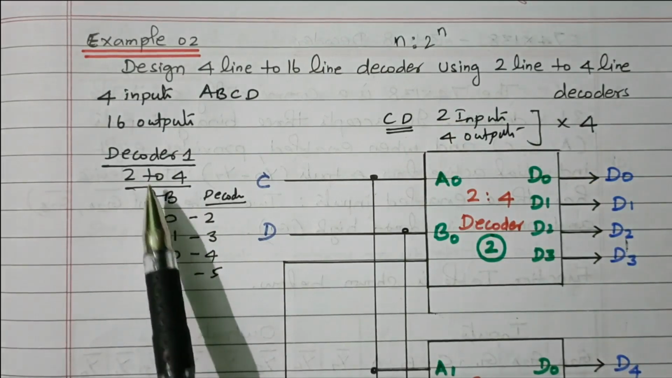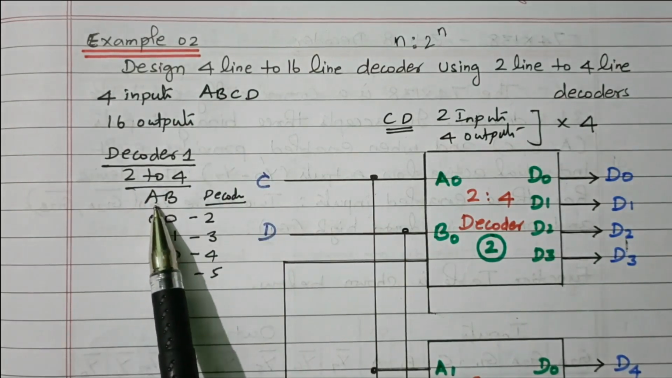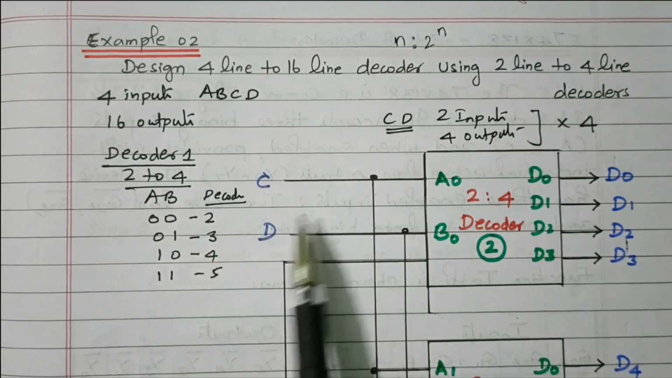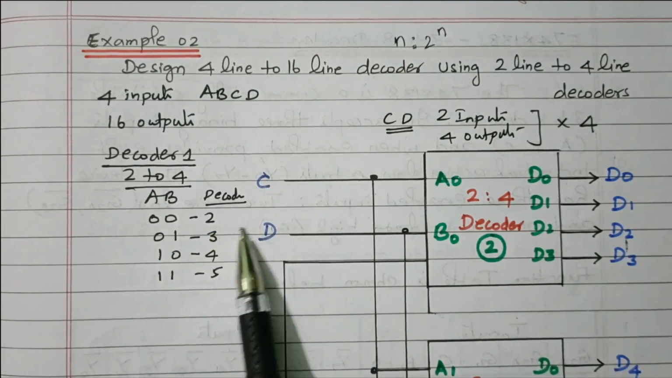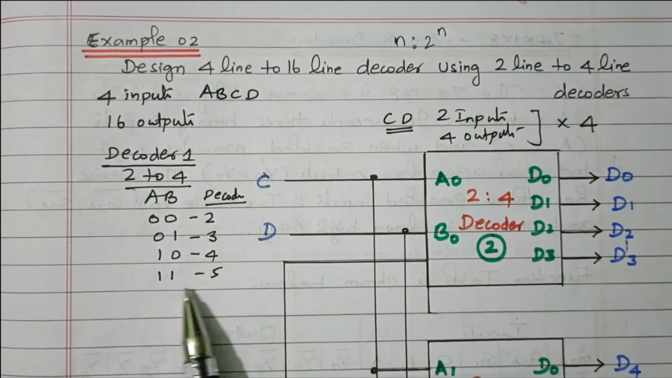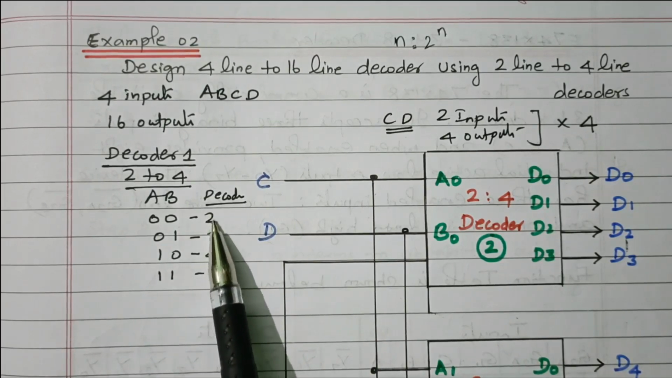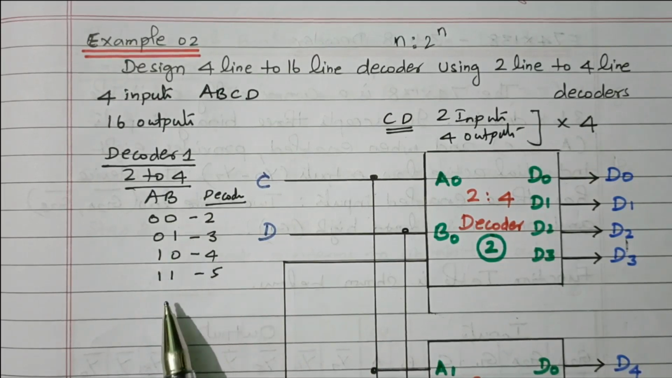In that we are using the remaining inputs A and B. A and B give 4 combinations. 0 0 means we will select the second decoder. 0 1 means we will select the third decoder. 1 0 means we will select the fourth decoder. 1 1 means we will select the fifth decoder. So we can select one of the 4 decoders based on this combination.